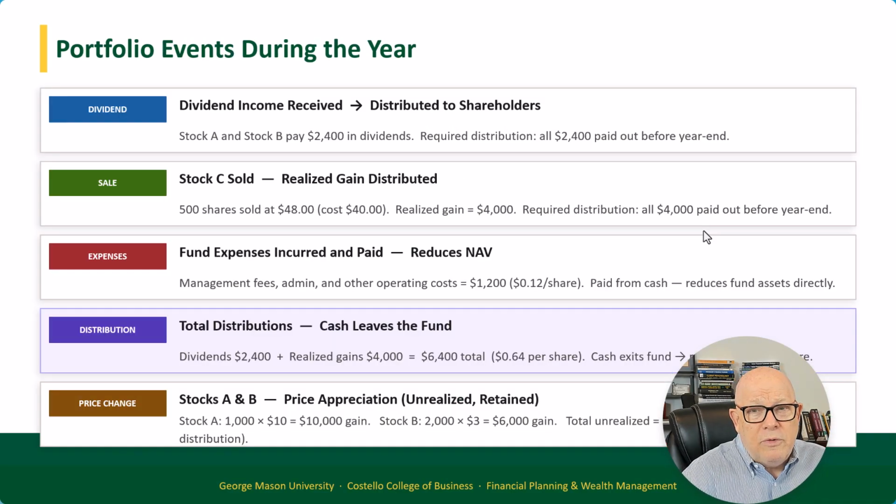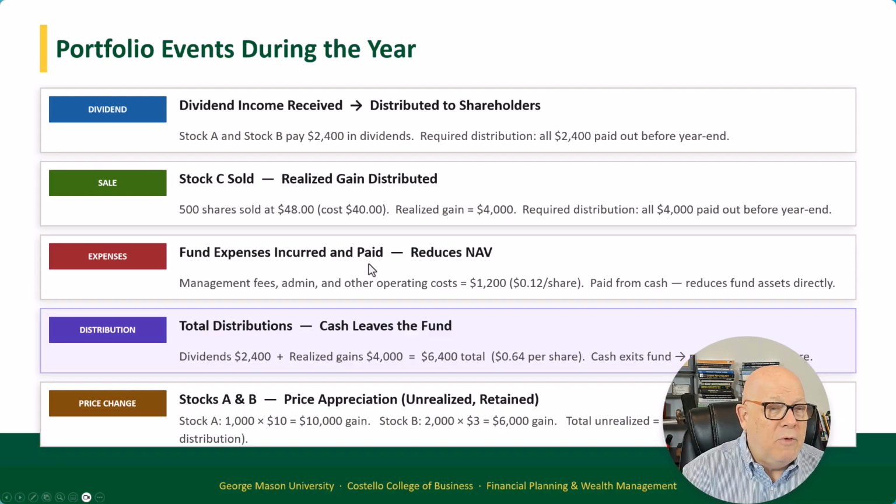And so here's what happens after January 1st. During the year, stock A and B pay a total of $2,400 in dividends. Later in the year, the mutual fund is going to pay those $2,400 out to their investors. They sold one of the stocks. They sold stock C, and they're going to sell it for $48 a share. It only cost them $40 a share. So they have a realized gain of $4,000. They're also, because of taxes, going to have to distribute that $4,000 before the end of the year to the other investors.